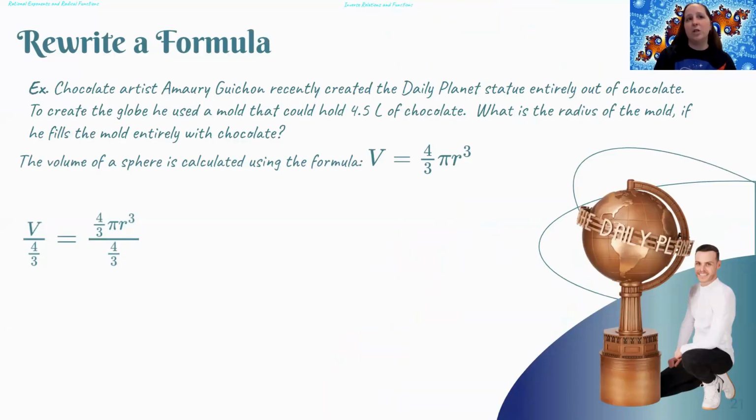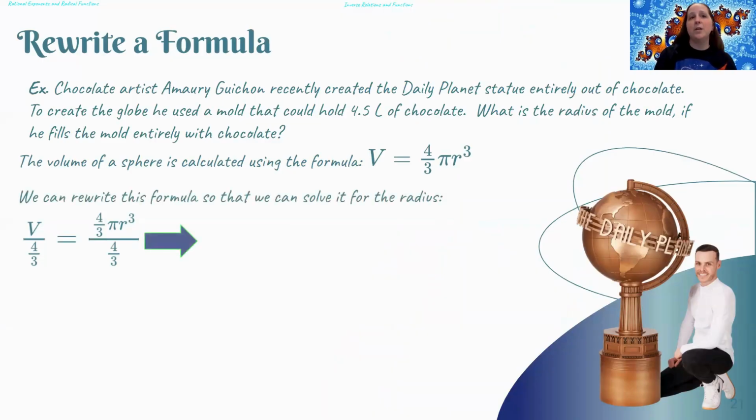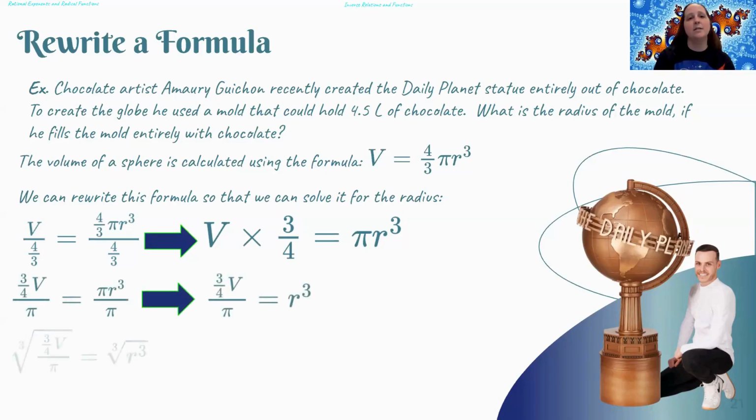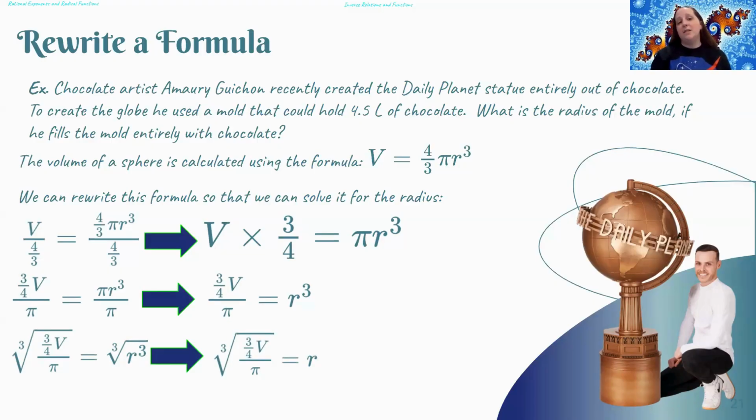The volume of a sphere is calculated using the formula V equals 4/3 pi r cubed. We can rewrite this formula so that we can solve it for the radius. I do that by dividing both sides by 4/3, which is really the same thing as multiplying V times 3/4 equals pi r cubed. Then I divide both sides by pi, and then I take the cube root of both sides. So to find the radius, r equals the cube root of 3/4 V divided by pi.